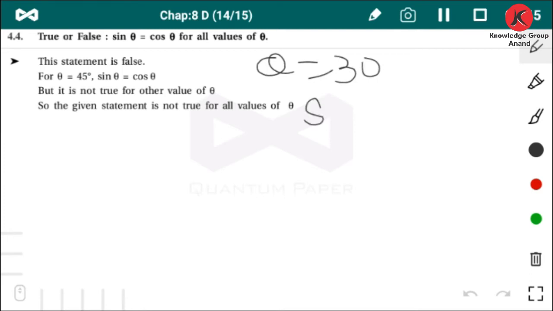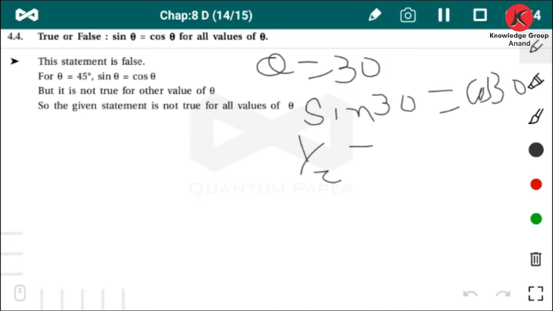Then sin 30 is equal to cos 30. Is it possible? Sin 30 is equal to 1 upon 2, and cos 30 is root 3 by 2. It is not. Therefore it is not true for 30.